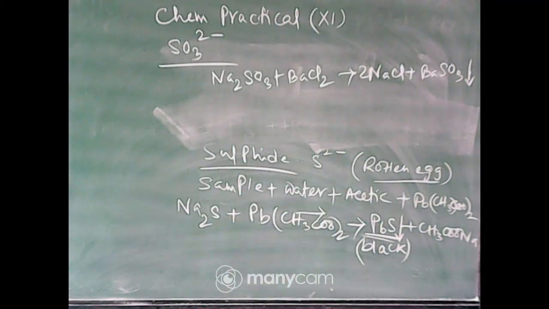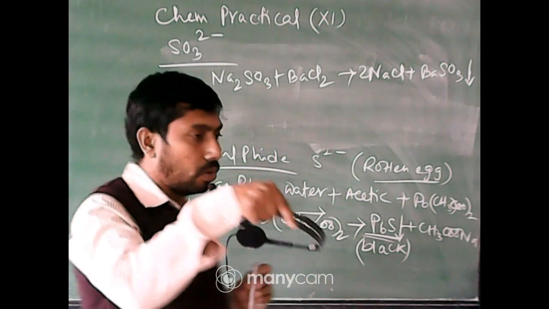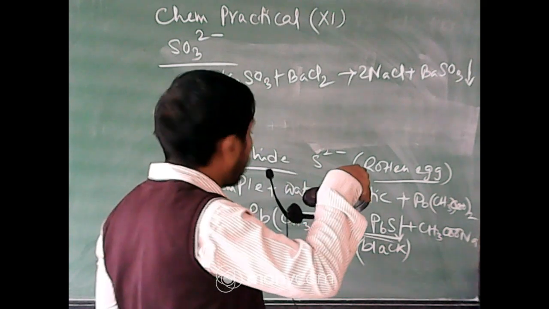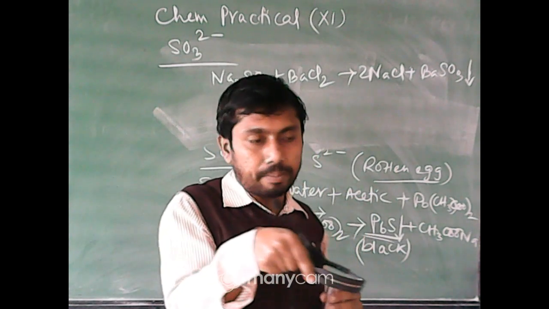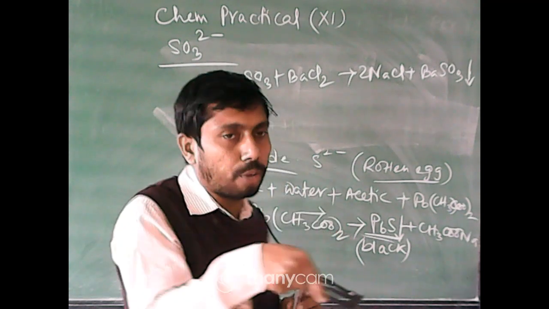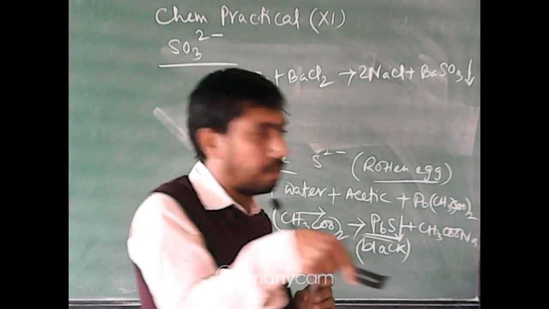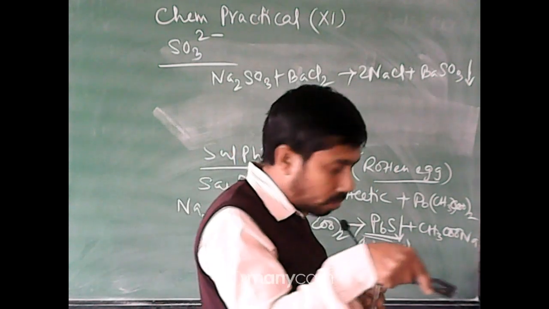So this is an alternate test of sulphide. What we have done: first the sample is taken, then the aqueous solution of the sample, then acidified it, and then KMnO4. The purple color of KMnO4 is discharged every time. So this is an alternate test. Let's see the chemistry responsible for that test.